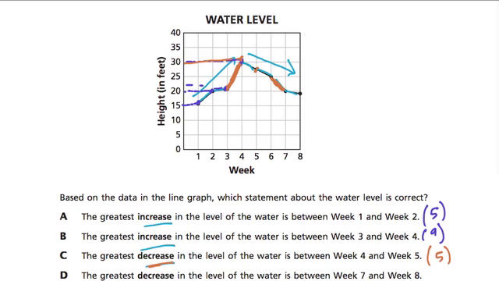And then it says the greatest decrease in the level of water is between weeks 7 and 8. Well, 7 and 8 are very close together. Maybe it's about a 2-foot drop max. So that doesn't make sense. So here, B seems to be the most logical answer. And again, you can see it in the graph. This jump is certainly larger than any other jump in the graph.